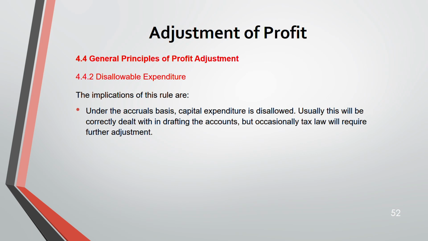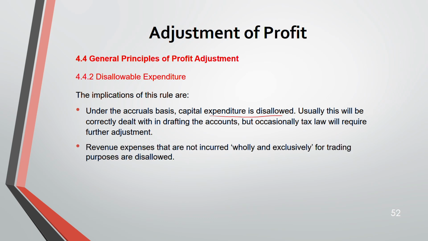Now, the implications of this rule are, if it's under accrual basis, capital expenditure is disallowed. Just now we have seen in activity 3 previously that under accrual basis, for equipment we are claiming capital allowance. We can't deduct the cost of equipment under accrual basis, but under cash basis we could deduct. Next, revenue expenses not incurred for trading are disallowed.